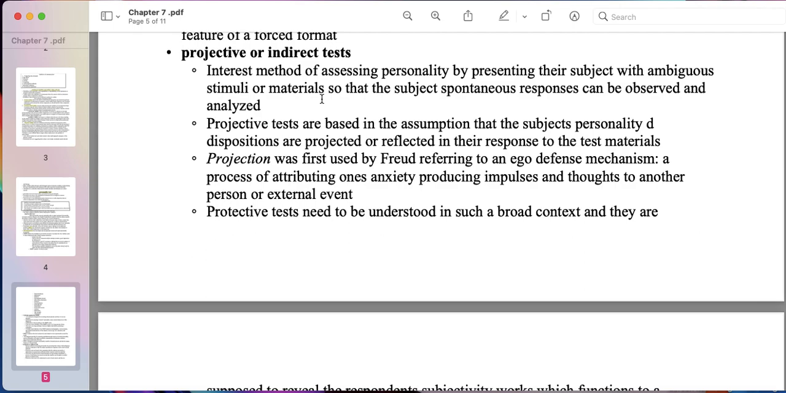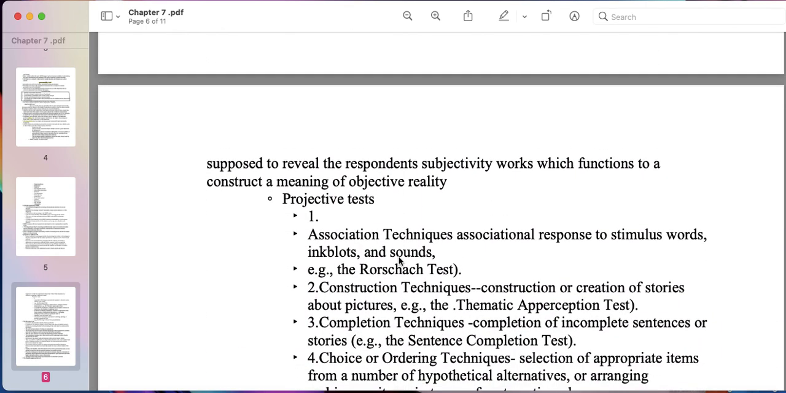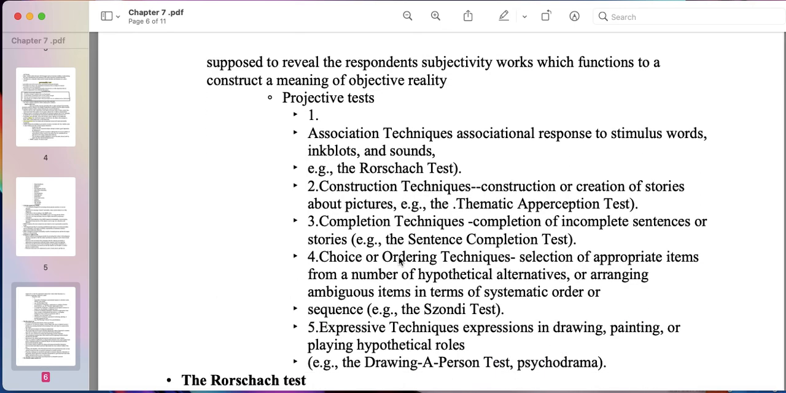Projection was first used by Freud, and it referred to an ego defense mechanism, a process of attributing one's anxiety producing impulses and thoughts to another person or external event. Projective tests need to be understood in such a broad context, and they are supposed to reveal the respondent's subjective work with functions to construct meaning of objective reality.